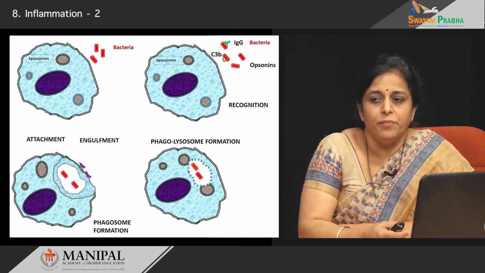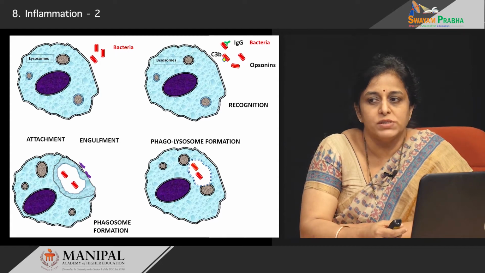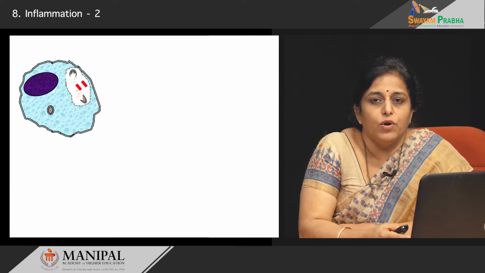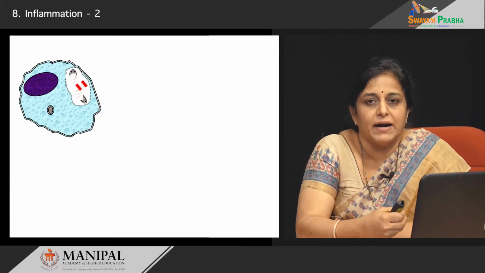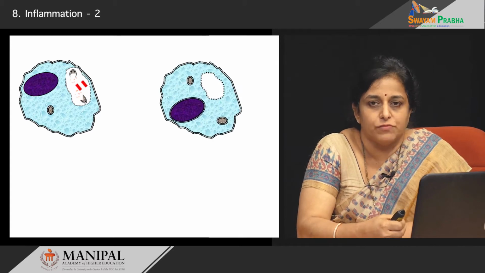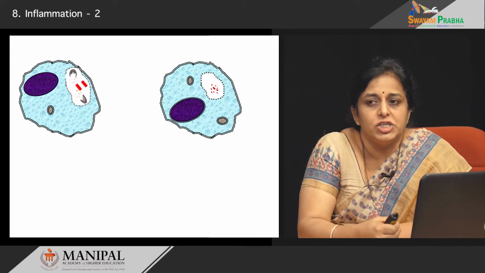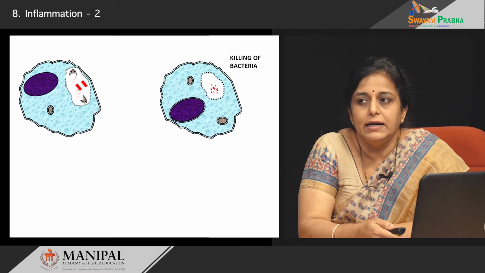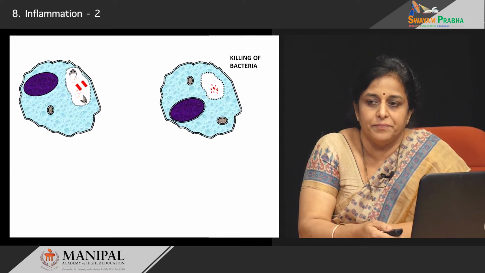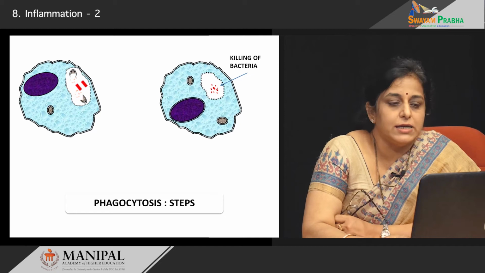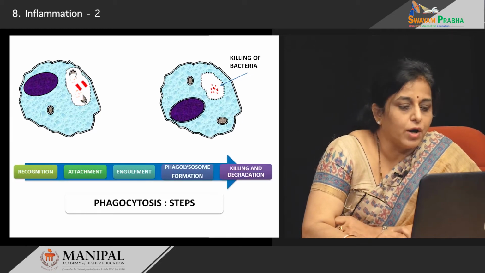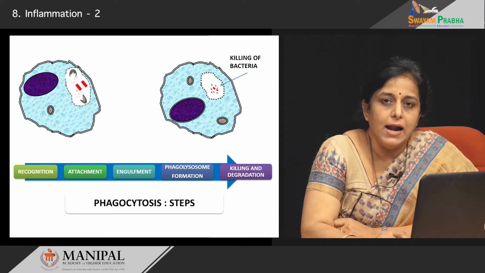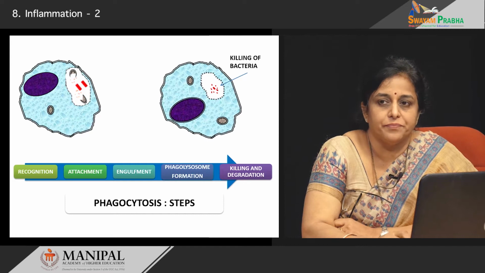Once the phagosome has formed, the lysosomes are uniting with the phagosomes and resulting in formation of a phagolysosome. Now, in this phagolysosome, the lysosomes release their powerful bacteriolytic enzymes into this vacuole, causing degradation. In addition, there is another mechanism of killing which we will learn in the subsequent slide, resulting in degradation or killing of the bacteria. So, the steps involved in phagocytosis include recognition, attachment, engulfment, phagolysosome formation and killing and degradation.